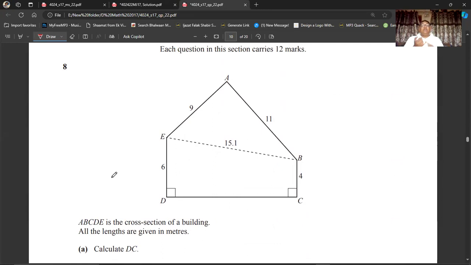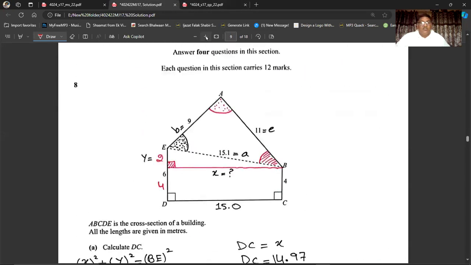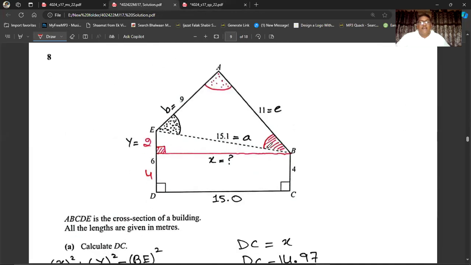He says A, B, C, D, E is the cross section of a building. All the lengths are given in meters. Calculate DC. They want me to find out DC. What I will do, I will draw a line here parallel to DC. And its length will be obviously equal to the DC length. So here we go. You can see I've drawn this line, which is parallel to the DC, and it is equal to the DC. Let me call it X. And so this side is 4, so this side will be also 4. This total side is 6. So if this is 4, this portion is 2.